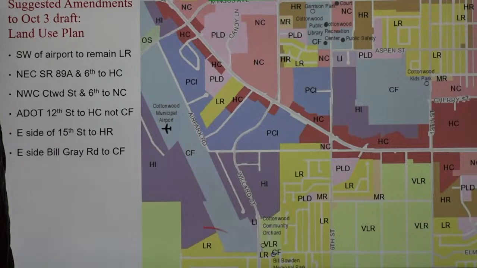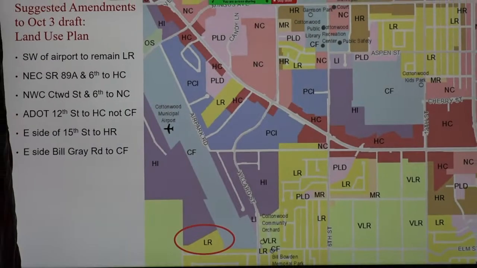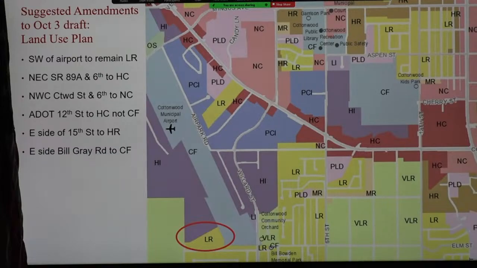Southwest of the airport, the area that just got circled there, that was proposed to go to very low density residential. We received a comment from the property owner, who would rather keep that as low density residential the way it is right now. So we're proposing to do that.